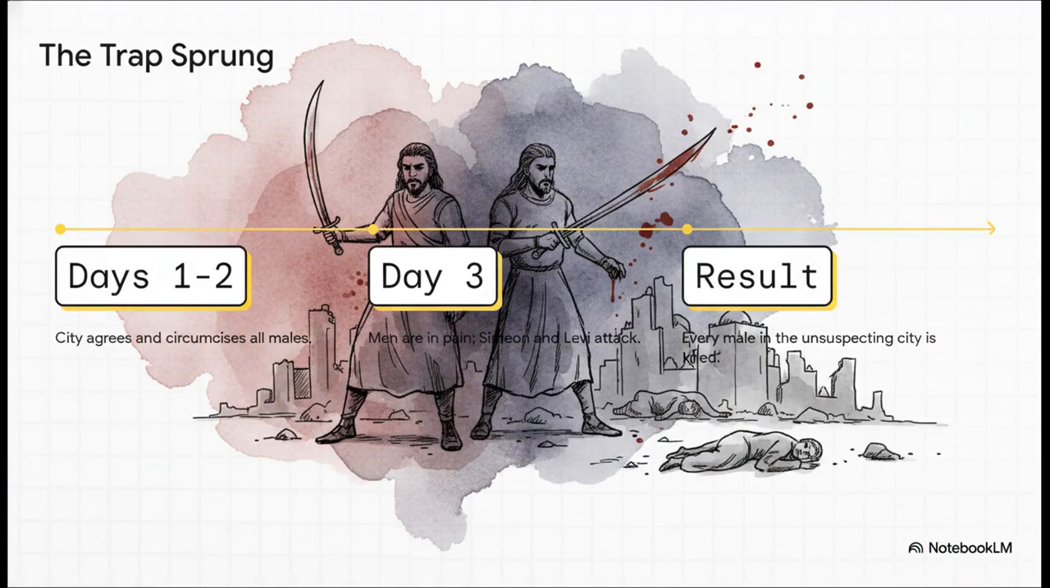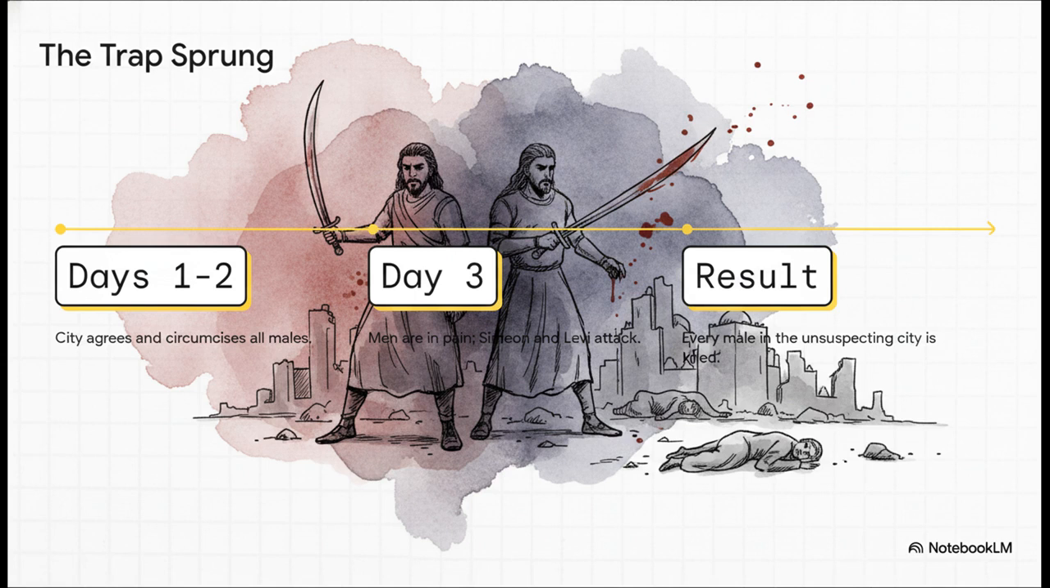What looked like a peaceful, super-economically beneficial alliance is about to be completely shattered by a brutal and calculated massacre. And the crucial point here is exactly when the brothers strike. They wait until 3 days later. Medically speaking, this is when the men of the city would have been in the most agonizing pain and completely incapacitated.